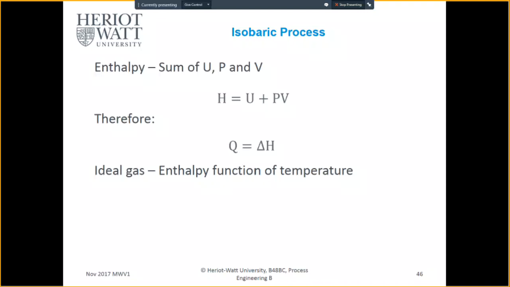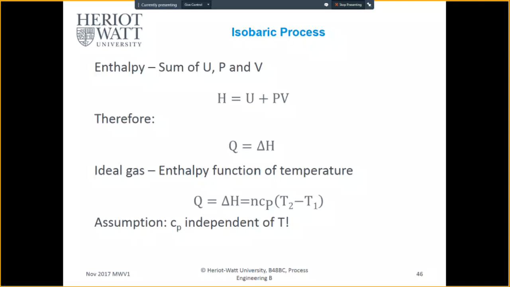Ideal gas enthalpy is a function of temperature. And you can rearrange that to calculate Q equals change in enthalpy equals nCp delta T. And the assumption is Cp is independent of temperature, right? In this, for ideal situations.